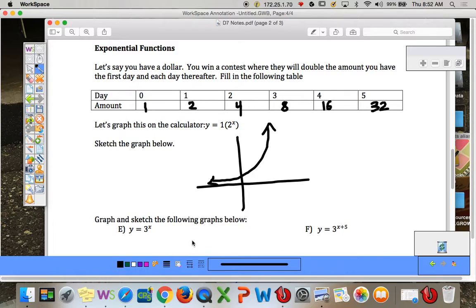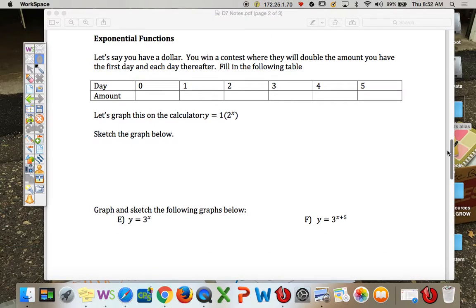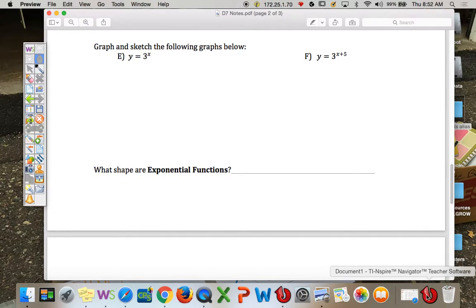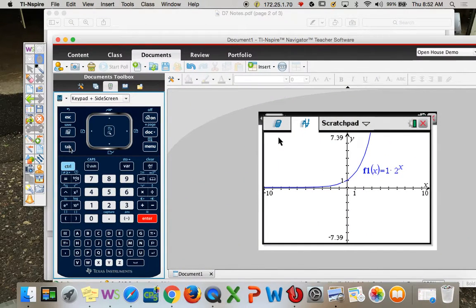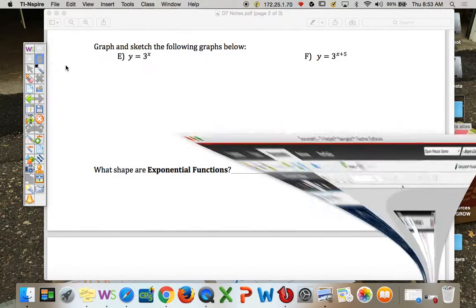Graph and sketch each of the following functions below. Let's do 3 to the x, 3 to the x plus 5. Let's see what those look like. Okay, so I'm going to hit tab. Let's do 3 to the x first. Actually, I'm just going to type it in here so we can compare it. So here's 3 to the x. It's even steeper. Let's do 3 to the x plus 5. And that one looks the same, but it's shifted over to the left 5 units.